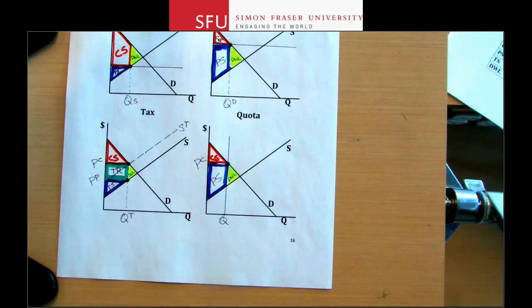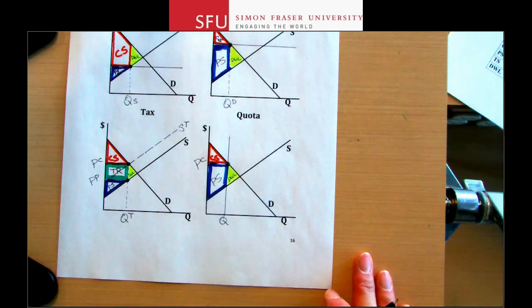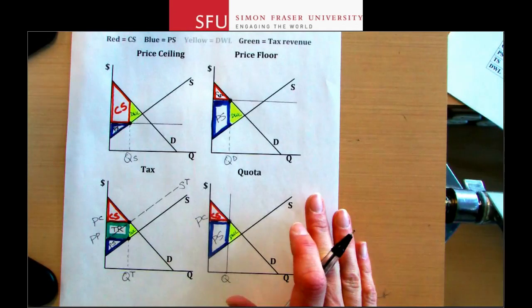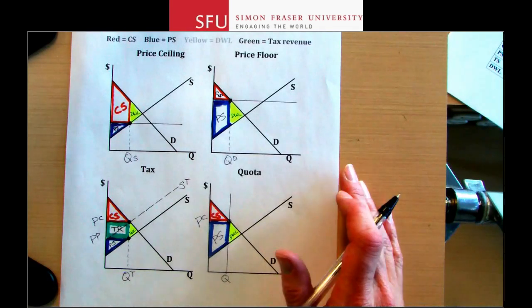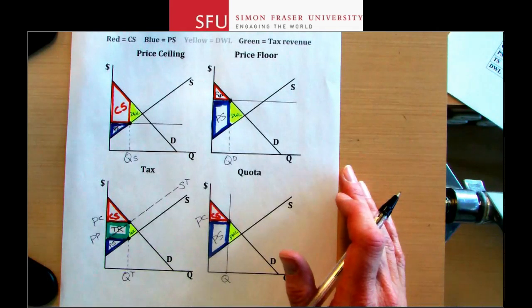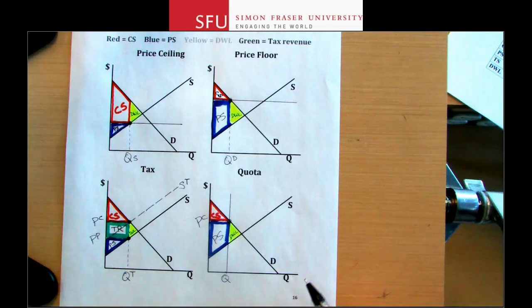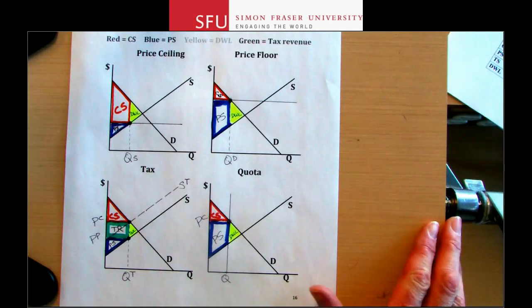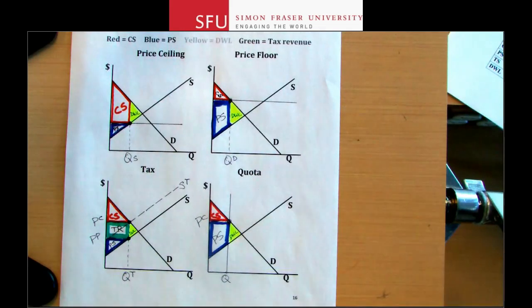Good. All right. Okay, so hopefully that'll help you just to have it all on one page so you can sort of visualize the different things that are happening. All of them have deadweight loss, and most of them make the consumers worse off. All right, last thing is an exercise.